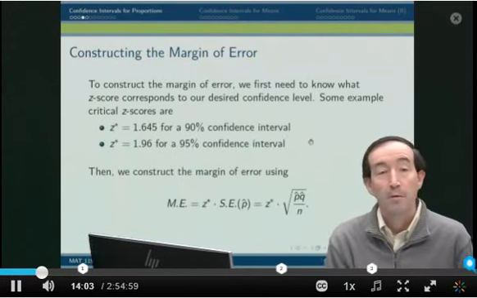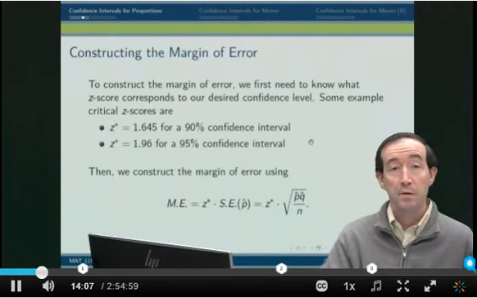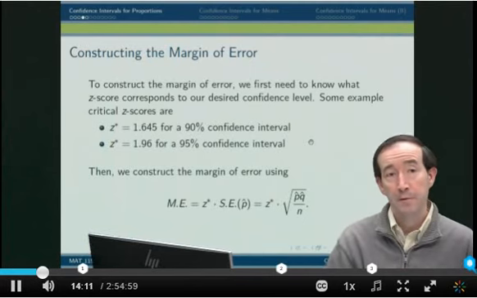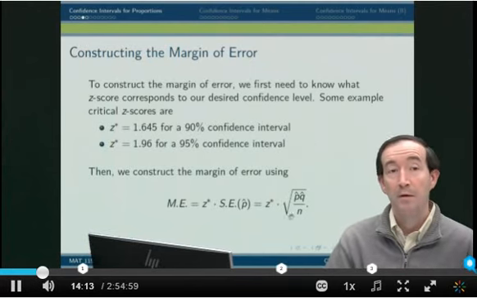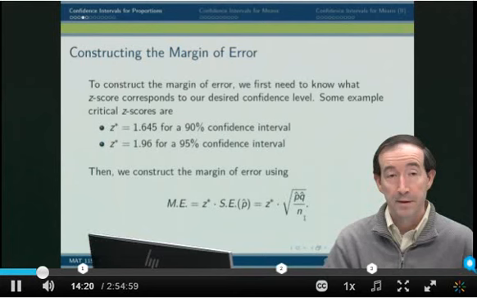All right. Once we have that, again, that tells us how many standard errors. So the margin of error, the amount we allow above and below to build our confidence interval, is that many of the standard errors. So take that critical value and multiply it by the standard error to get the total width on either side.